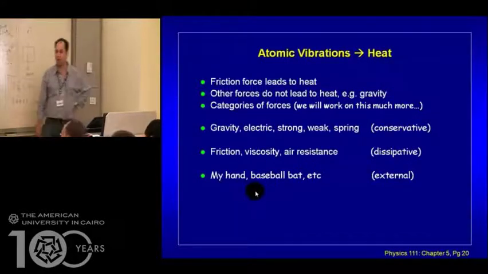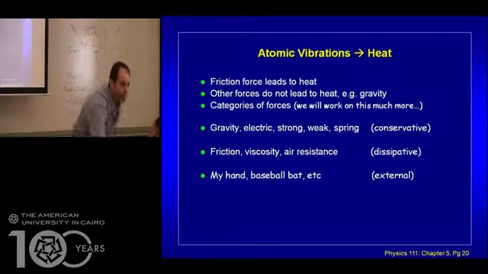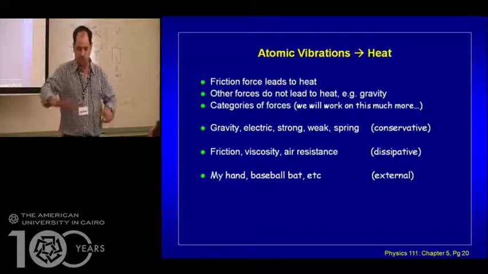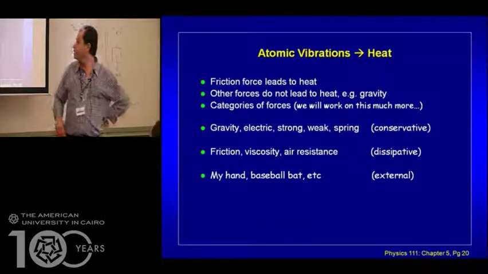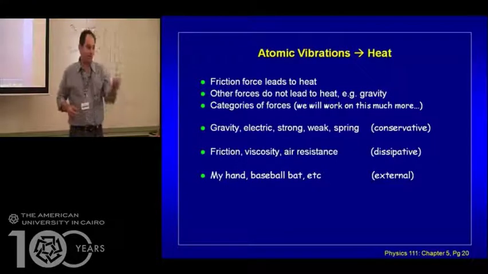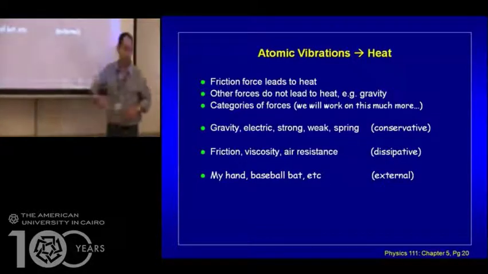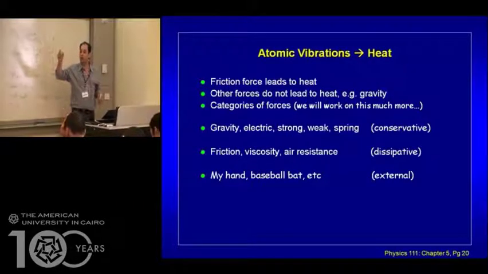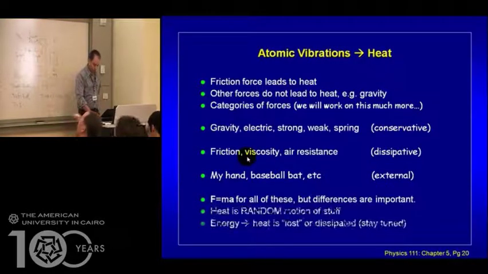So now if I push Ali, there is an external force, that's my hand pushing on Ali. I call that external force. The friction force between Ali and the chair causes heat. If Ali moves on the chair, he will feel the heat. But gravity, if you drop something, there will be no heat from this. We call gravity, electric and spring forces conservative forces. And keep that word in your mind till chapter 7. We'll talk about why we call it conservative forces and why we call friction non-conservative forces.